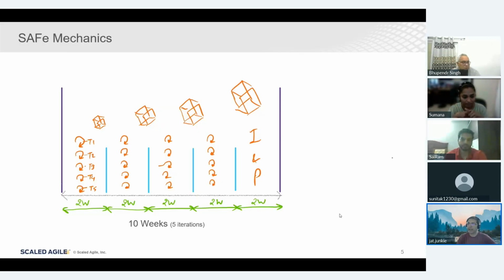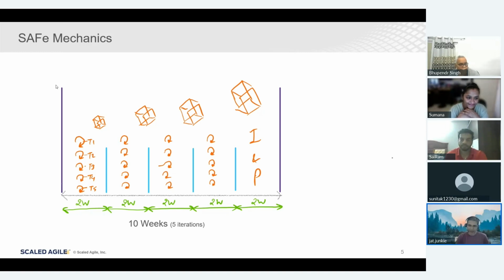Now, all of this is okay. Where the bug actually starts: if you see this first line, there is a 2-day planning for the entire ART. Now this entire ART could be hundreds of people. All of these hundreds of people come together in that planning event. This is called PI planning, or in some organizations it is called BRP, which is big room planning.